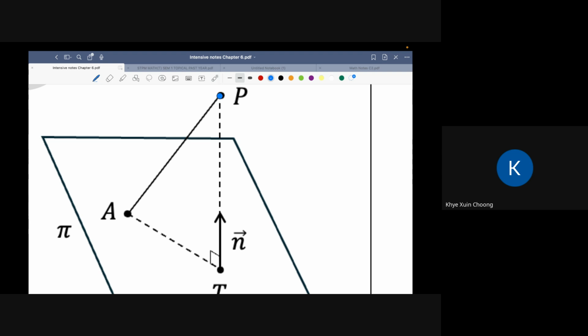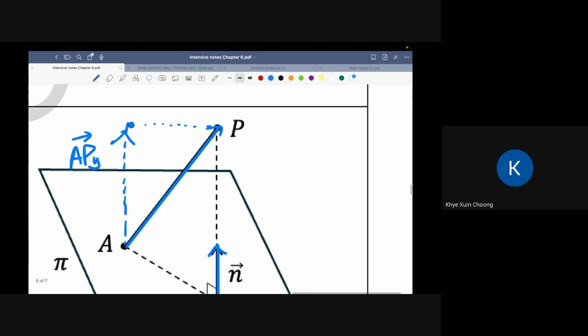parallel component only. So if you have these vectors, and let's say this is N, when you dot product them, you actually dot product their parallel components. This is what happens. So this is the parallel component, I call it APY. This is the horizontal component, I call it APX.